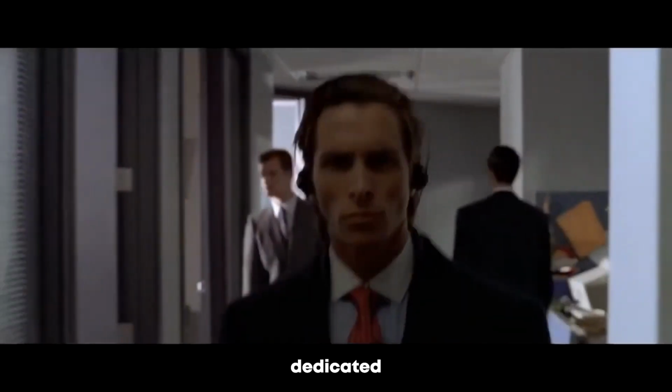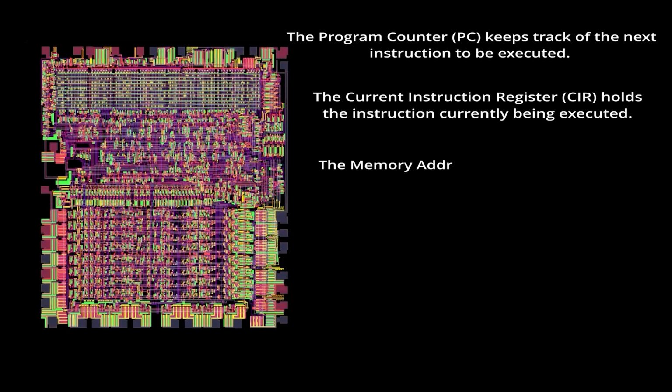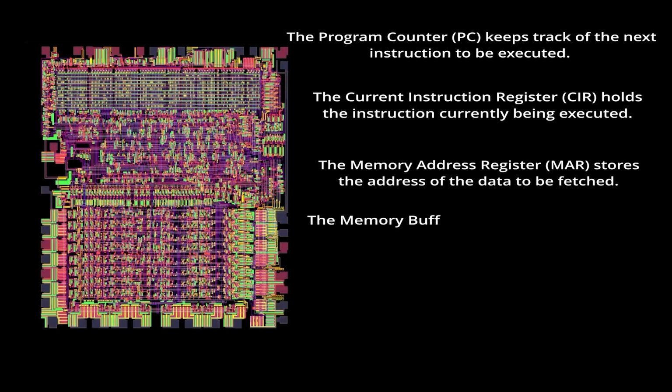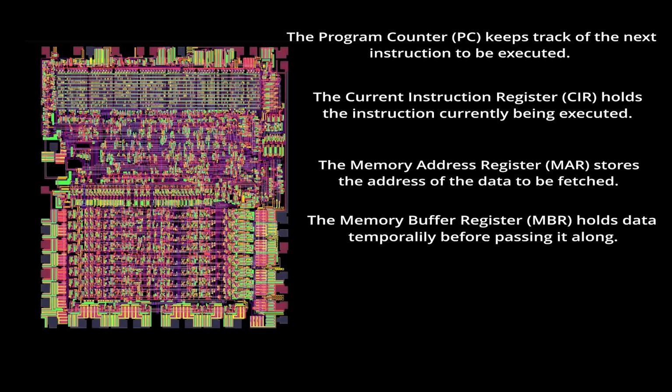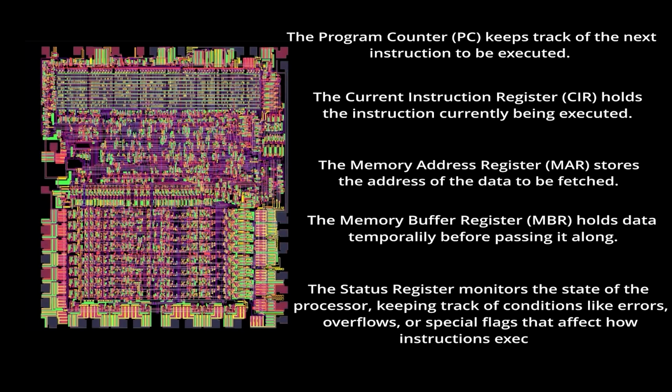What's my name again? In contrast, there are dedicated registers. The program counter keeps track of the next instruction to be executed. The current instruction register holds the instruction currently being executed. The memory address register stores the address of data to be fetched. The memory buffer register holds data temporarily before passing it along. And finally, the status register monitors the state of the processor, keeping track of conditions like errors, overflows, or special flags that affect how instructions execute.